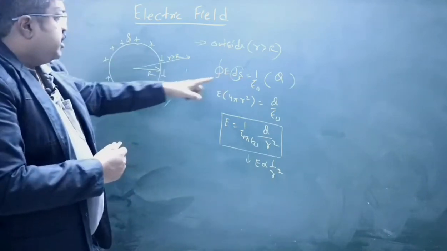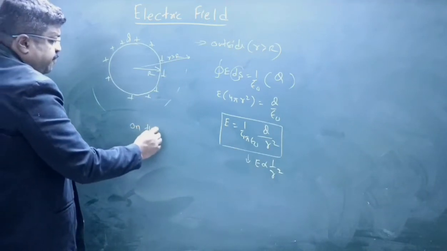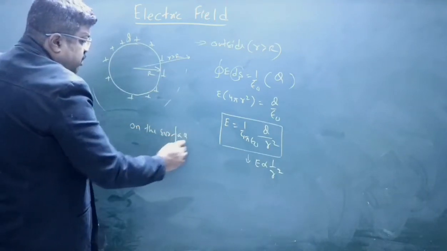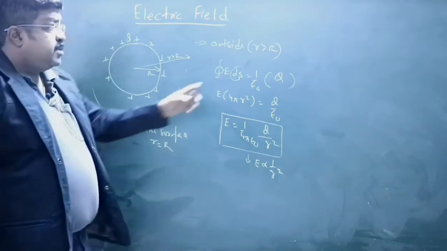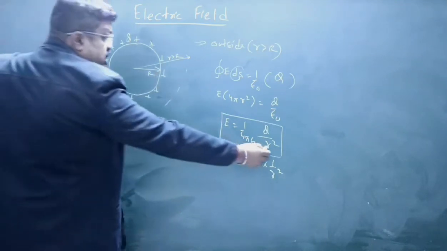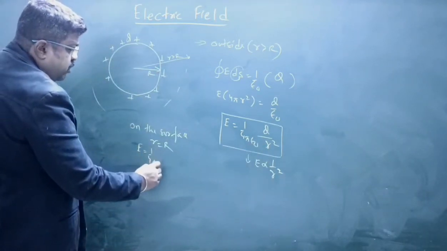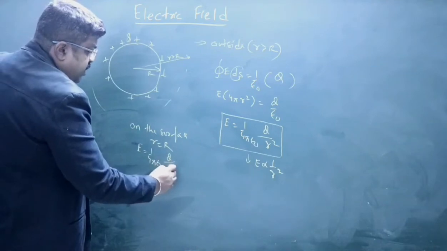Okay. Now by the same logic, if you are on the surface, on the surface small r will be equal to capital R. So this small r will be replaced by capital R. So on the surface it will be E is equal to 1 by 4 pi epsilon naught Q by R square.